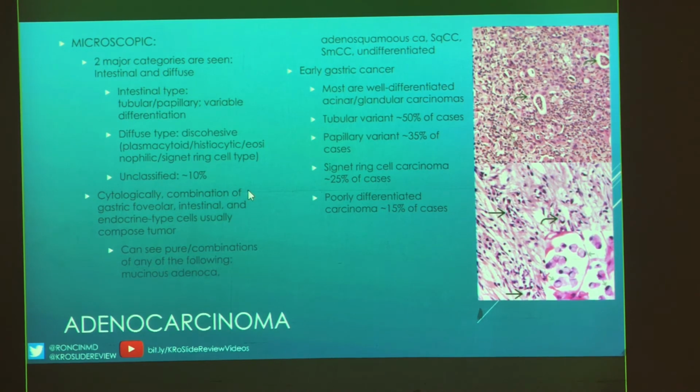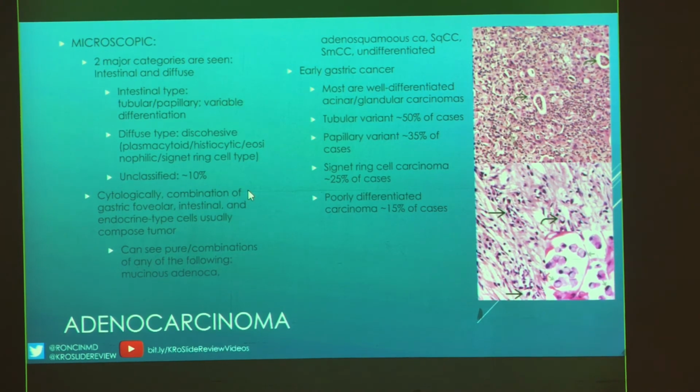So you're going to see a lot of differentiation, whether it's gastric foveolar cells, intestinal metaplasia. You can also have endocrine type cells, so remember those ECL cells that we saw earlier. And you can also see mucinous adenocarcinoma, adenosquamous carcinoma, squamous cell carcinoma, small cell carcinoma, or simply undifferentiated.